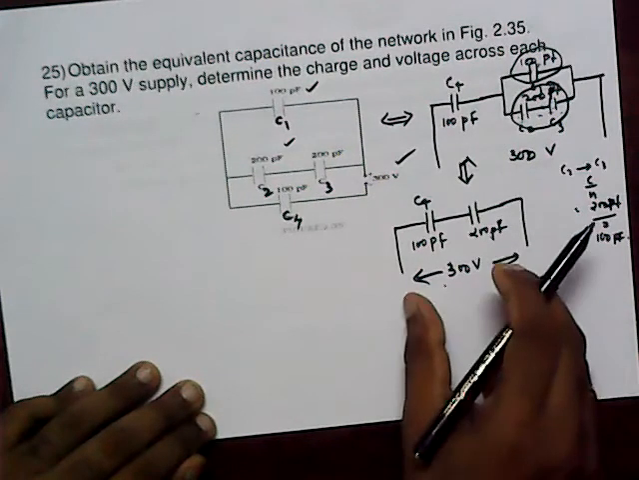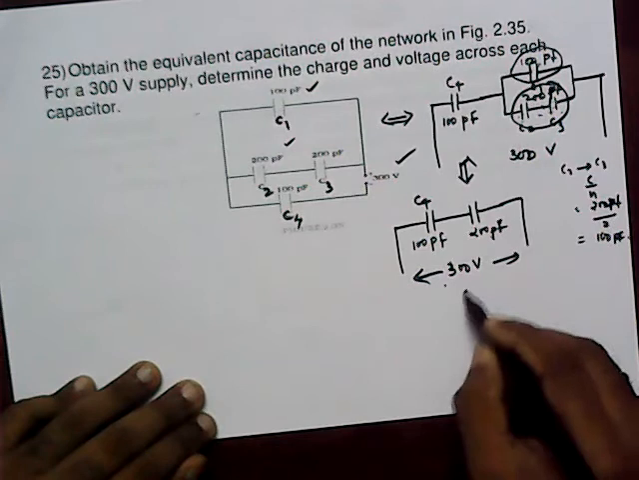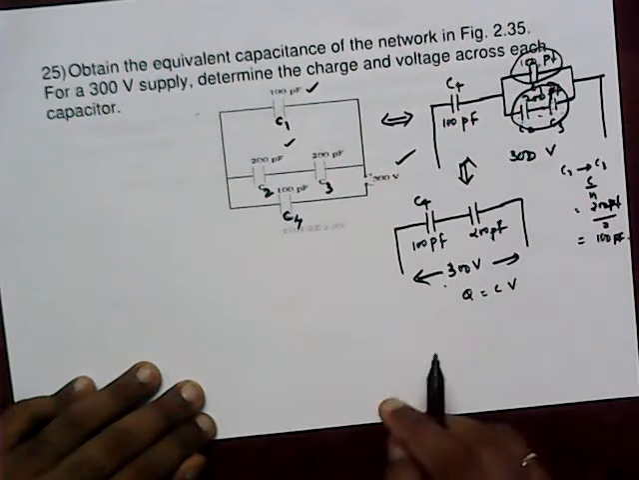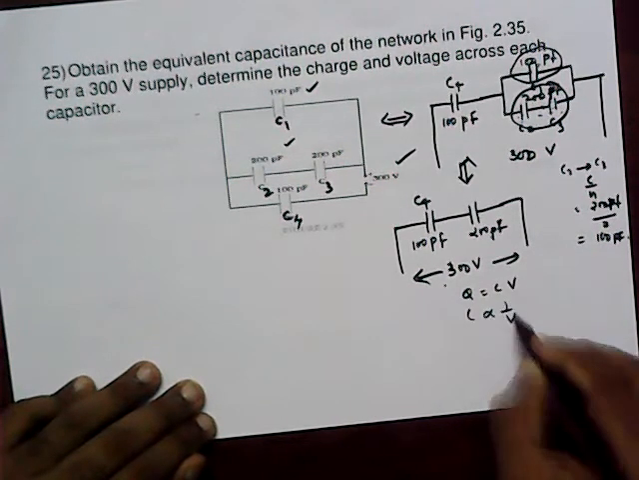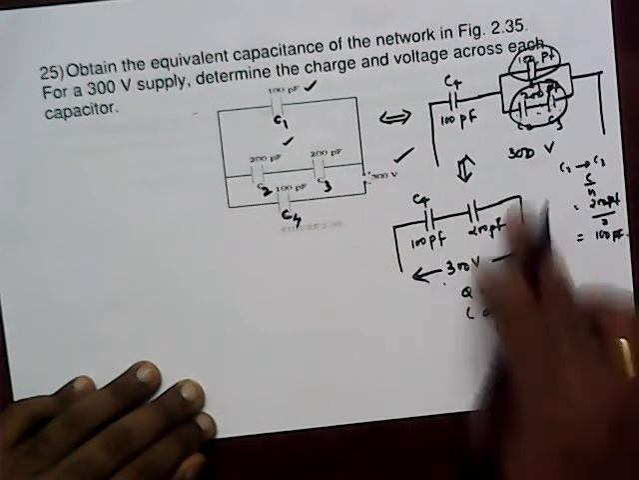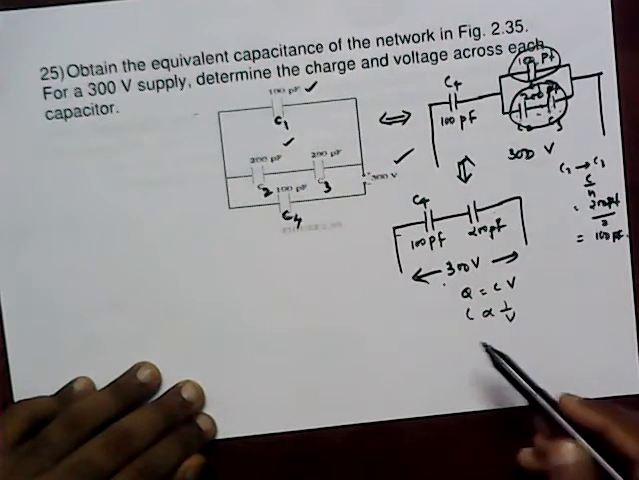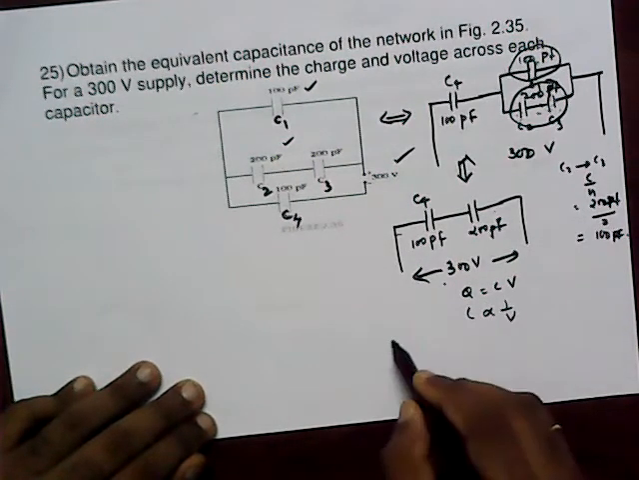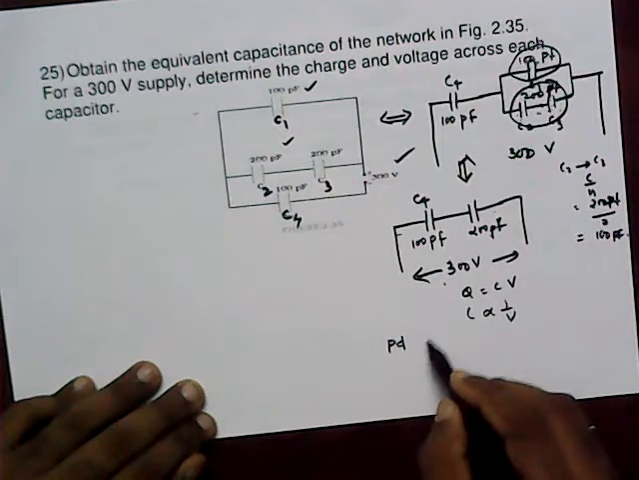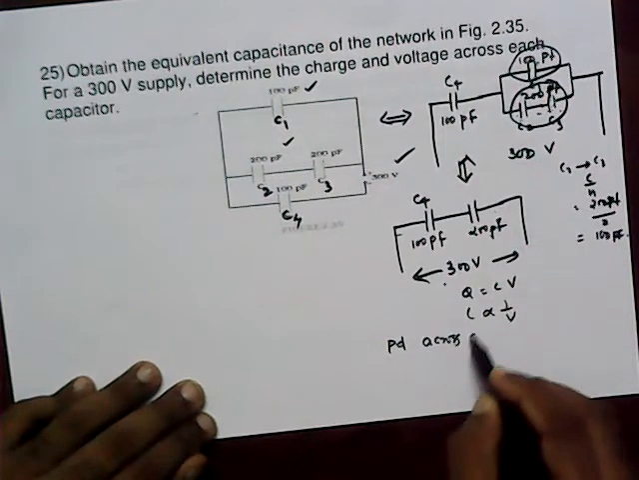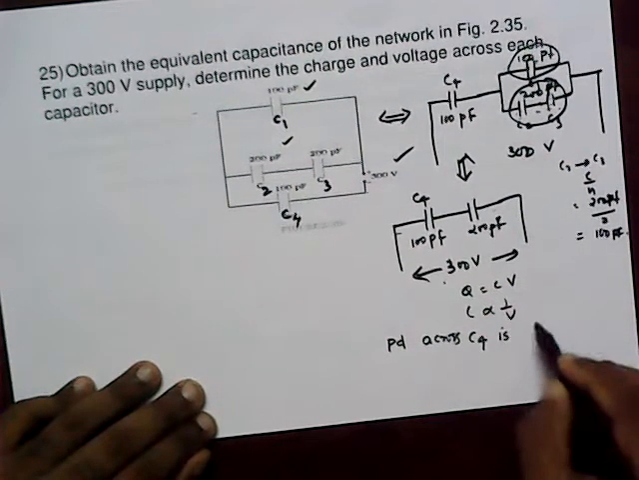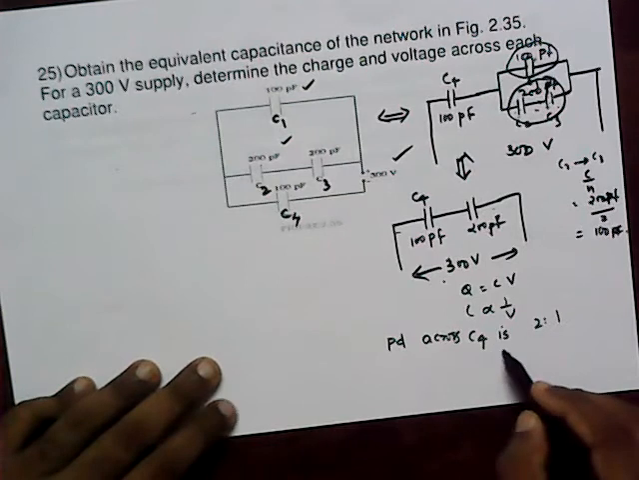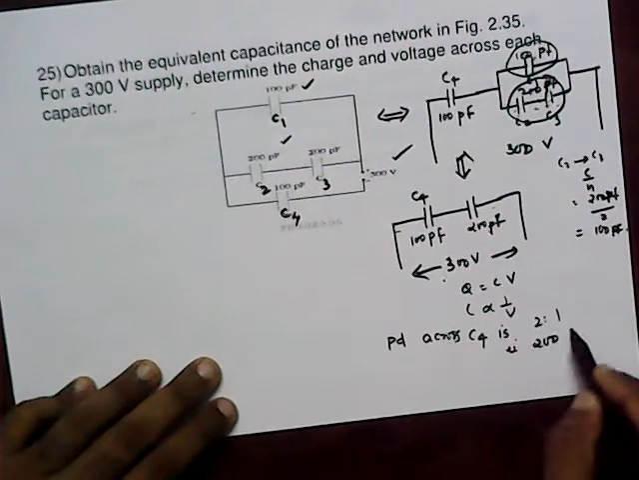So keep in mind the 300 volt potential. We know the concept Q is equal to CV, so capacitance is proportional to 1 by potential. Here it is a series network, so the charge is constant, but the potential divides inversely. Hence, a very important concept: the potential difference across C4 is in the ratio 2:1, so we can say it is 200 volt.